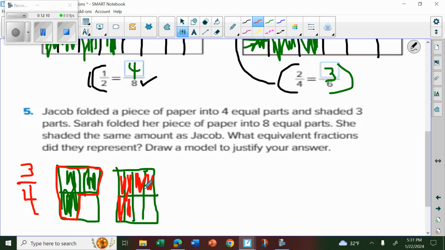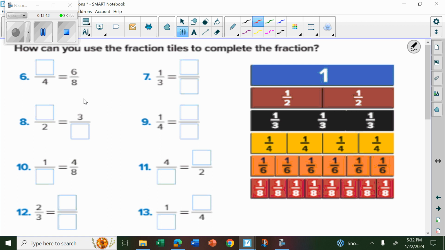This one was shaded the exact same amount, okay, but how many parts is it? It's 1, 2, 3, 4, 5, 6. It's 6 out of 8. So 3/4 equals 6/8. Okay. All right, here we go.